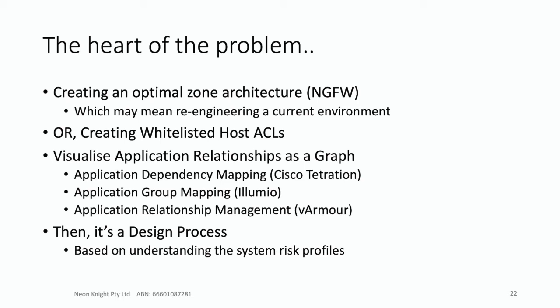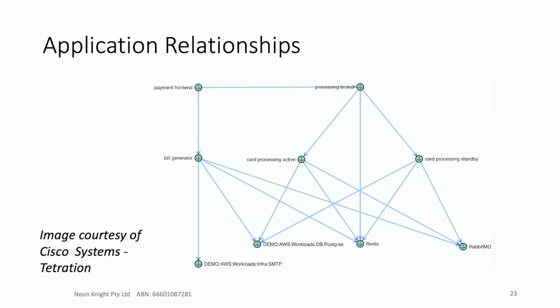So from there, it's really a design process. You need to consider the risk profile of each of those systems in developing the relevant security policies, be they for something like a next-gen firewall or host-based ACLs. To illustrate this point, this is an illustration of an application dependency map taken from Cisco's Tetration. You can see that even in a fairly small environment, the traffic flows quickly get quite involved.